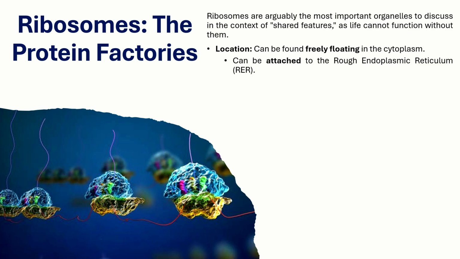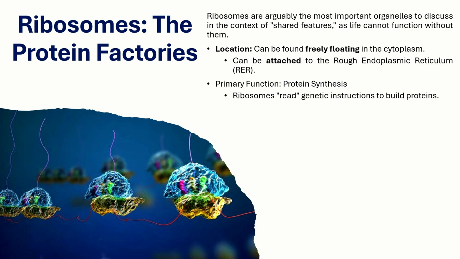You can find them in two places within the cell: freely floating in the cytoplasm, or attached to a structure called the rough endoplasmic reticulum. We shall also write that as RER, meaning rough endoplasmic reticulum. The primary function of ribosomes is protein synthesis. Ribosomes read the genetic instructions sent from the DNA and use them to build proteins.